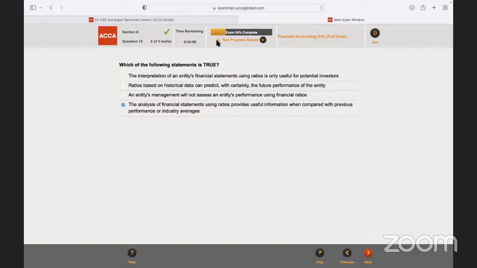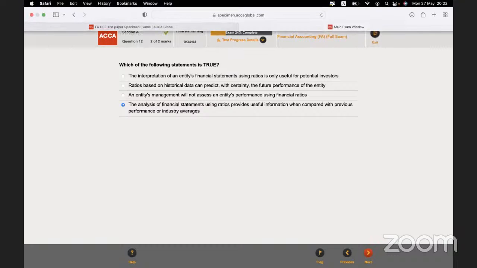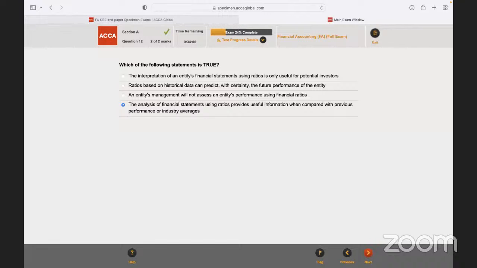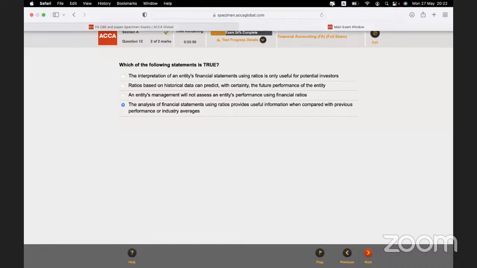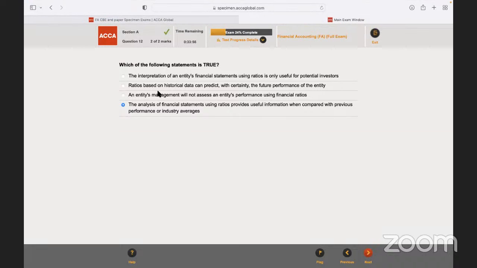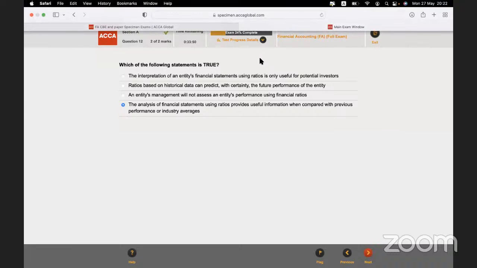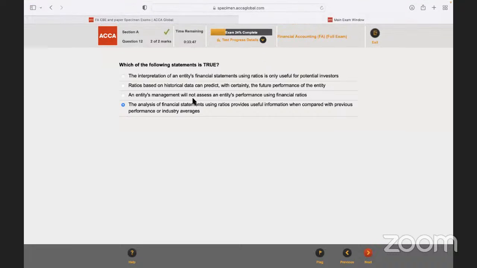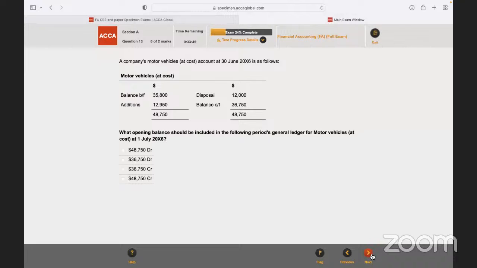Ratios based on historical data can predict the future. This is one of the drawbacks of ratios. Ratios are only focused on historic information. Based on this, we can't tell 100% how the future of the company is going to be. That's wrong. An entity's management will not assess an entity's performance using financial ratios. That's wrong, guys. We do see how well we have performed using ratios. So therefore, the answer is the fourth one.